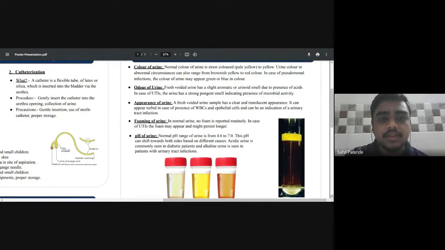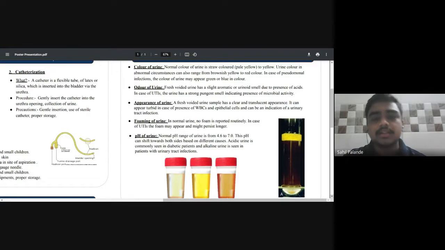Secondly, we'll see the odor of the urine. Freshly voided urine has a slightly aromatic or urinoid smell due to the presence of volatile acids. In case of UTIs, a strong pungent smell is seen. Also, urine standing for a long time can have an ammoniacal smell due to the activity of urease, which converts urea into carbon dioxide and ammonia.